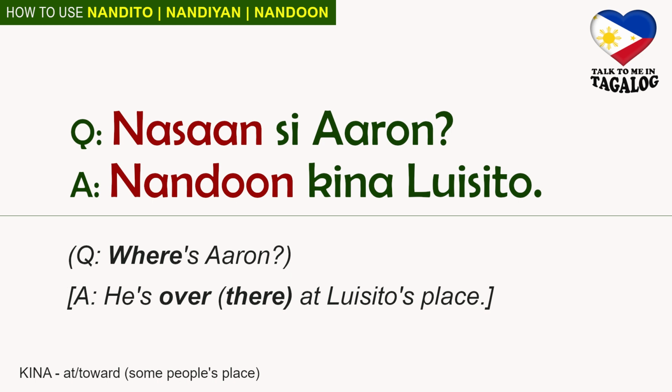Please note that the word kina also means at someone's house or place, like our example. Kina Luisito, meaning at Luisito's place. Nandoon kina Luisito. He's over at Luisito's place. Sometimes we shorten nandoon kina to nakina. So instead of nandoon kina Luisito, we simply say nakina Luisito, which means the same. He's over at Luisito's place.